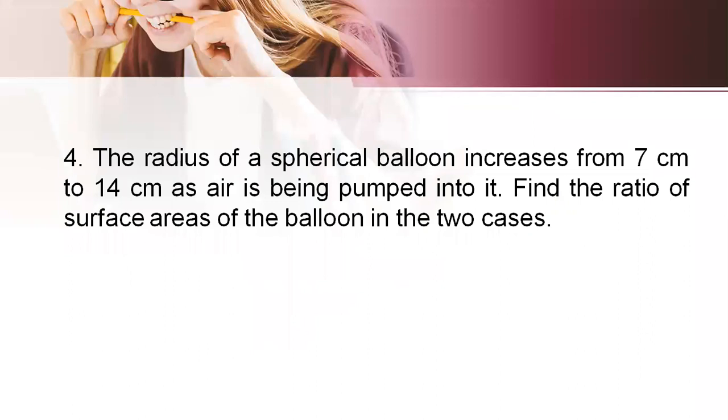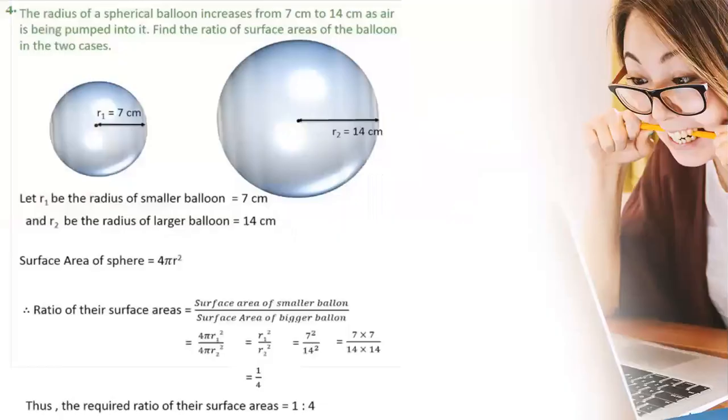Now coming to the problem 4, the radius of a spherical balloon is increased from 7 centimeters to 14 centimeters as air is being pumped into it. We need to find the ratio of surface areas of the balloon in these two cases. So we are filling the air in a spherical balloon whose radius increases from 7 centimeters to 14 centimeters. And we need to find the ratio of these curved surface areas. So the surface area of the sphere is 4 pi r square.